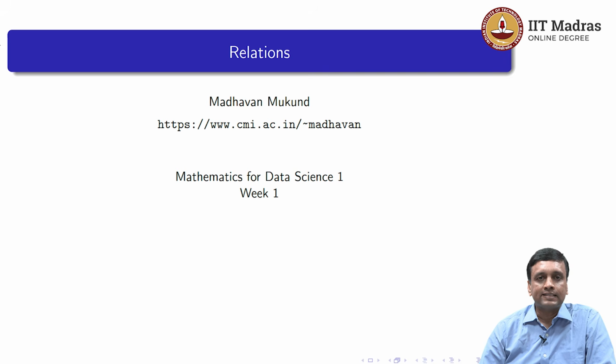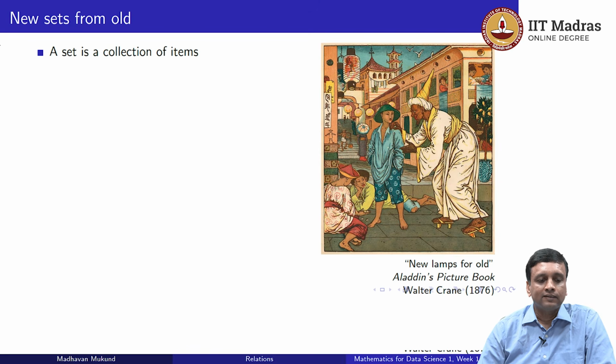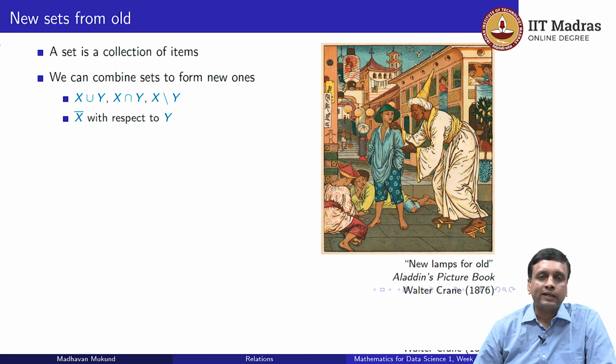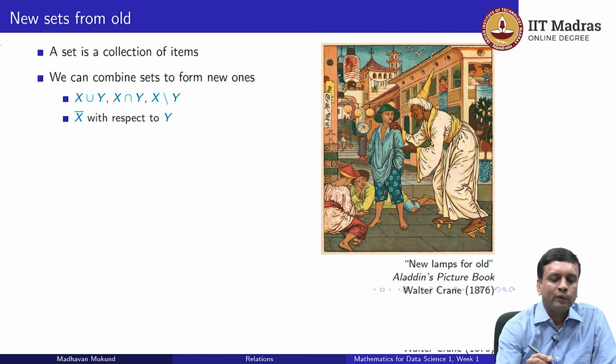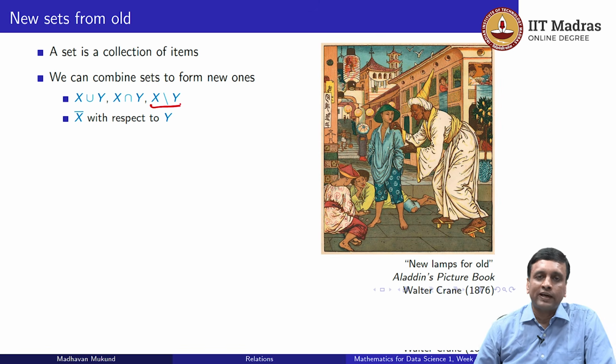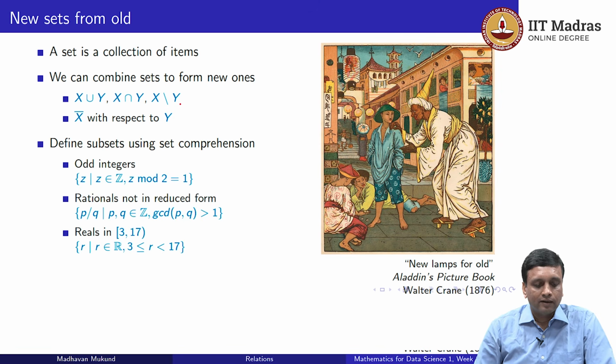So we have seen sets, now let's move on to relations. As we saw, a set is a collection of items and we can construct new sets from old sets. So we can take unions, combine two sets into one, we can take intersections, take the common elements, we can take the difference, that is take the elements of x which are not in y, and if we define the universe with respect to which we are working, we can define the complement, those elements that are not in x.